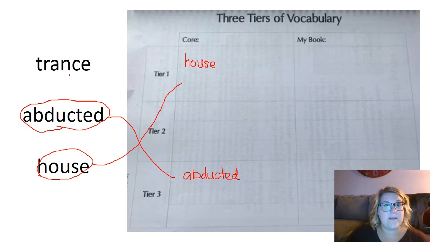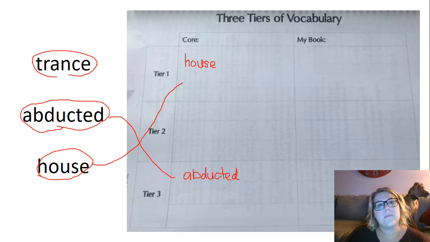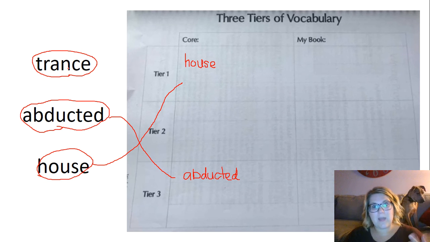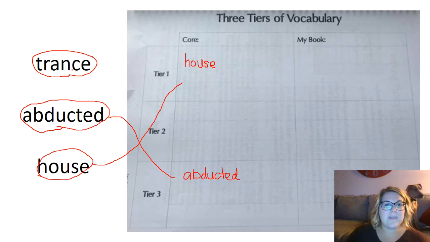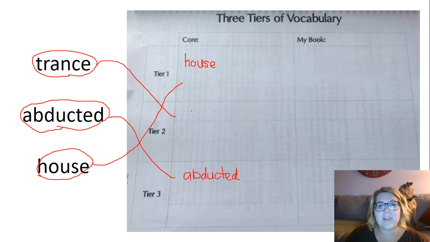Finally, we have trance. So this word here, I know when I'm in a trance, I'm kind of staring, I'm not really focusing. To me, that is kind of a juicier word for in a state of distraction. So what I'm going to do is put that into my tier 2 section because I think that was more of an academic term, more of a word replacement. So trance.